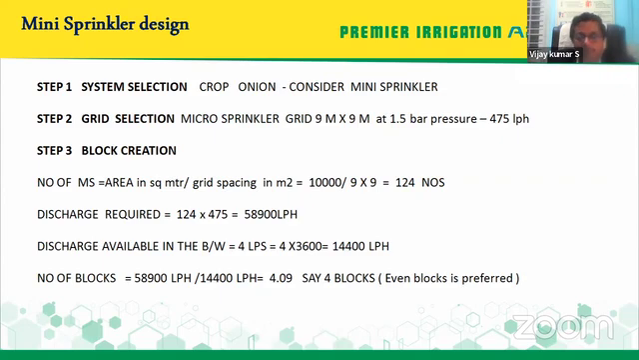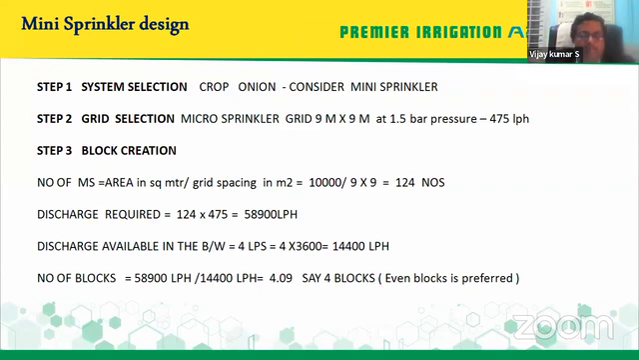I know that my mini sprinkler is going to give me 475 liters per hour, and the number of mini sprinklers that I will require now will be total area divided by the grid spacing. Same calculation: here I'm going to take 10,000 as the area divided by 9 into 9. So I will get 124 mini sprinklers. We know that the discharge of each mini sprinkler is 475. So the total water required to operate the system will be 124 multiplied by 475, which is around 58,900 liters per hour.